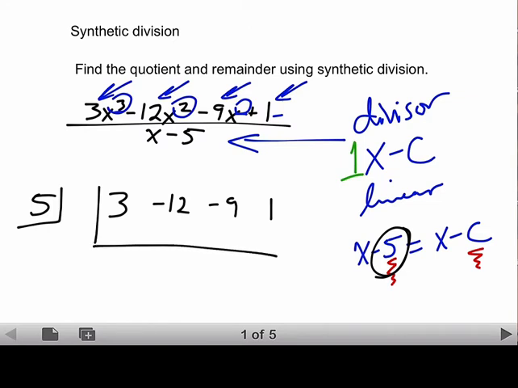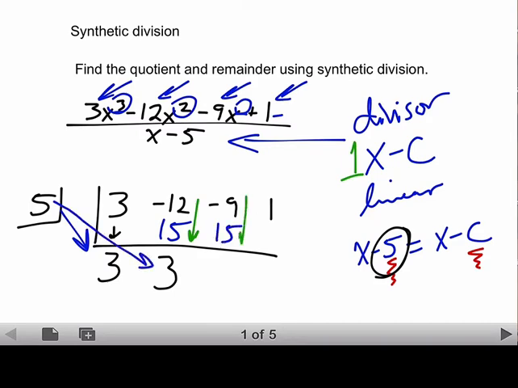But I'm going to draw this kind of boxy looking thing, and here's the process. Bring down the 3, that first coefficient you wrote down, and then this whole process is multiply and add. 5 times 3 is 15, and then negative 12 plus 15 is 3. Do it again. Multiply and add. 5 times 3 is 15, and then negative 9 plus 15 is 6. Multiply and add. 5 times 6 is 30. 1 plus 30 is 31. And there it is. But we have to know how to interpret what we have.